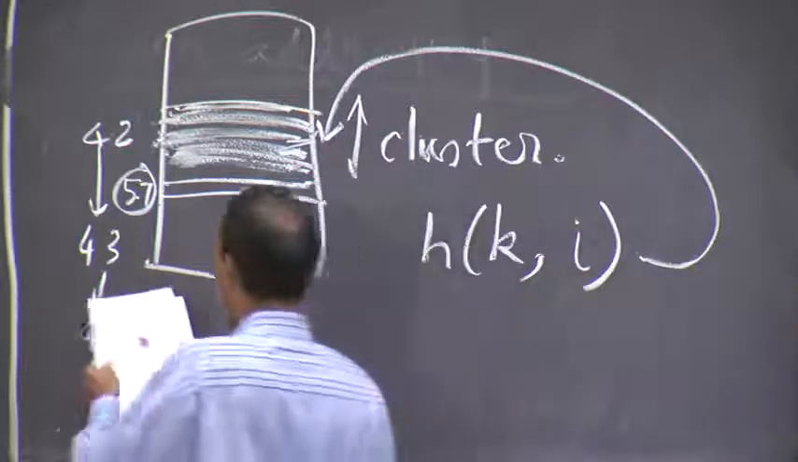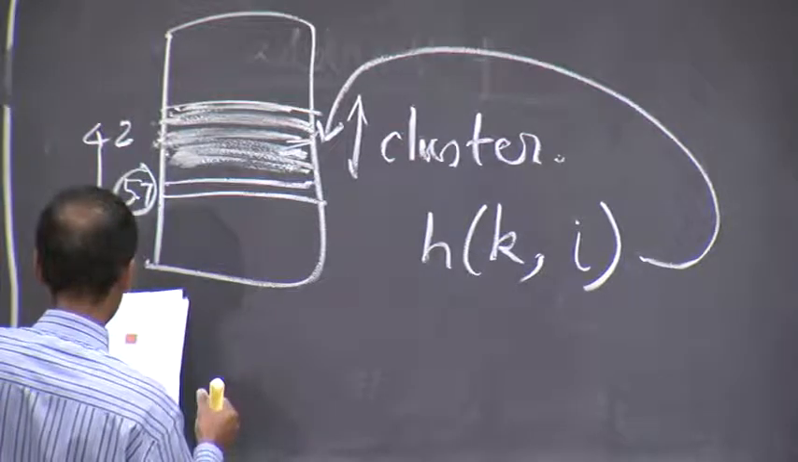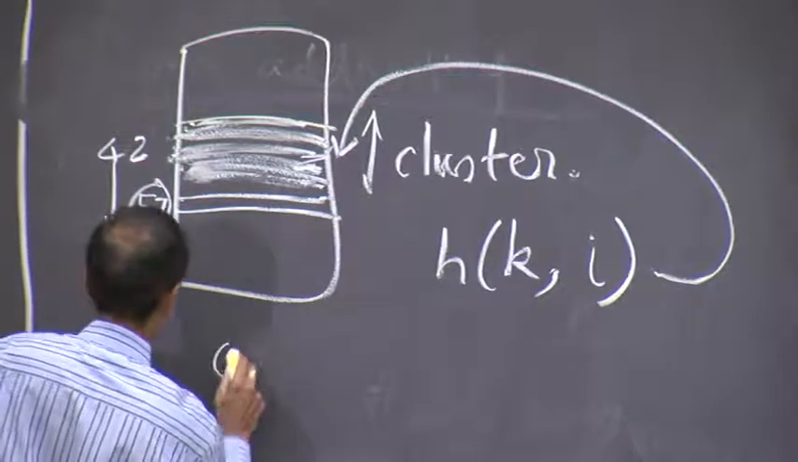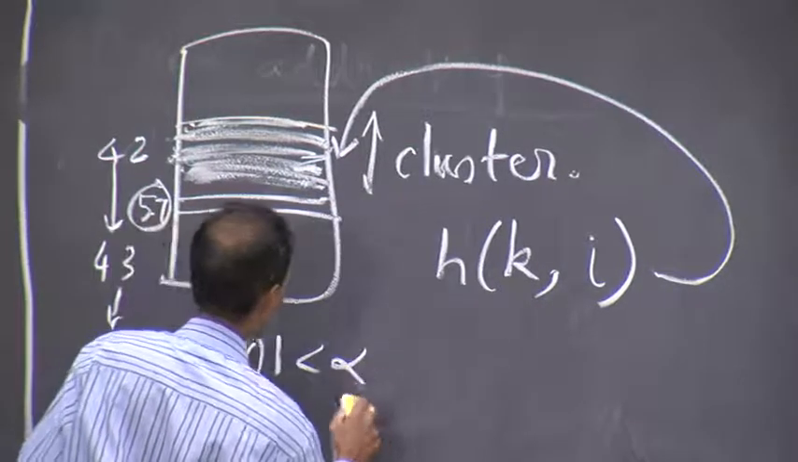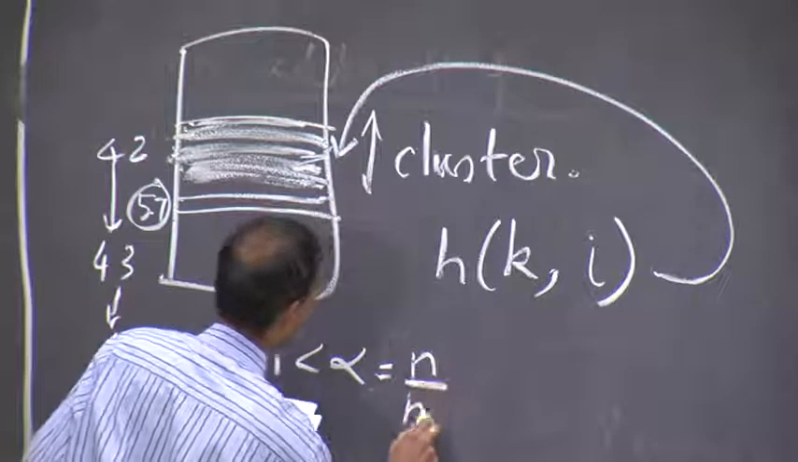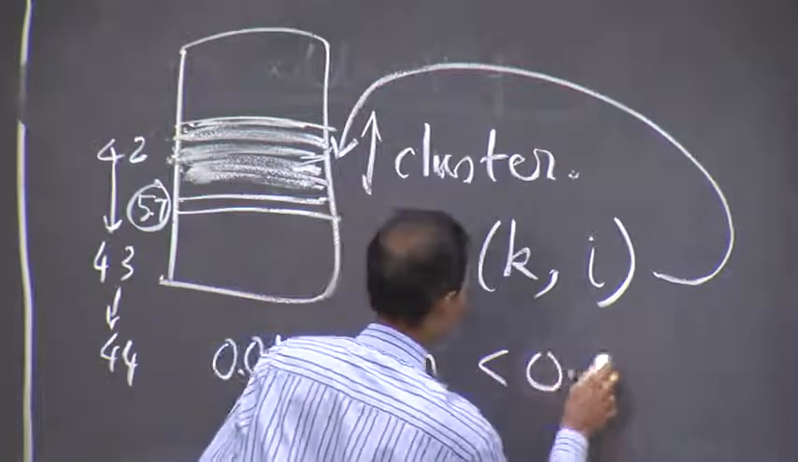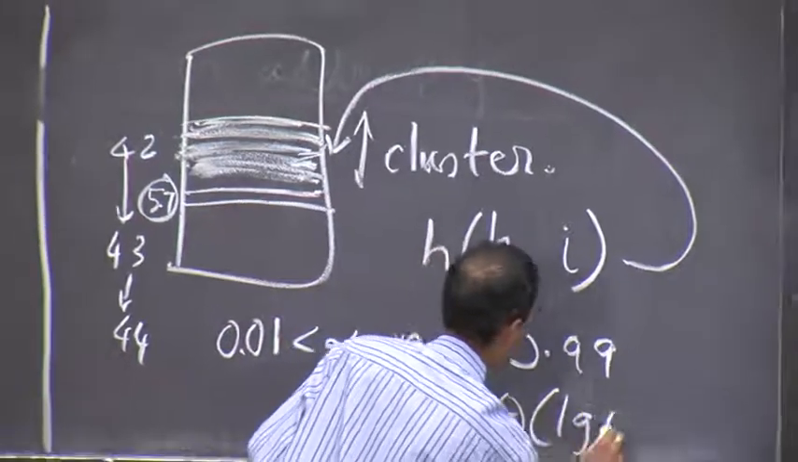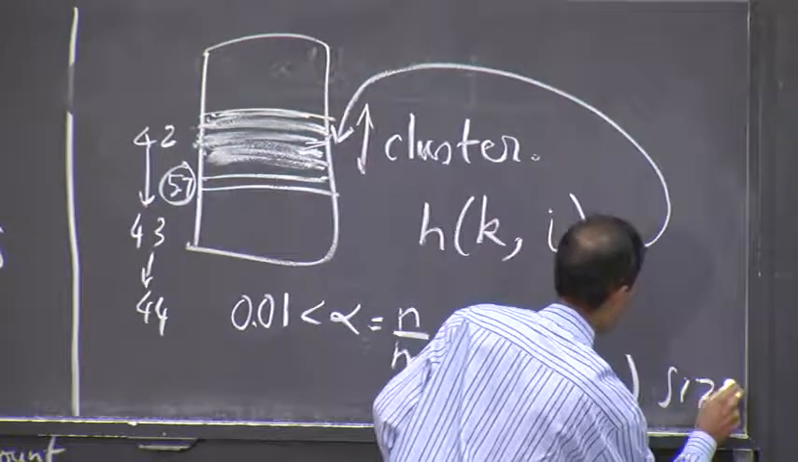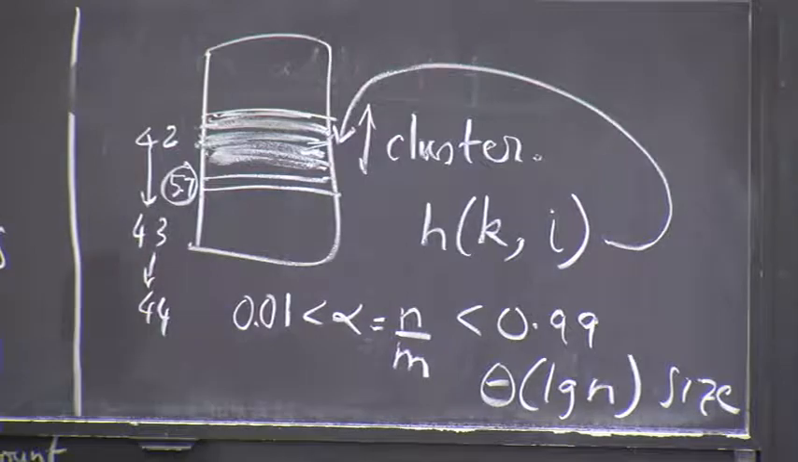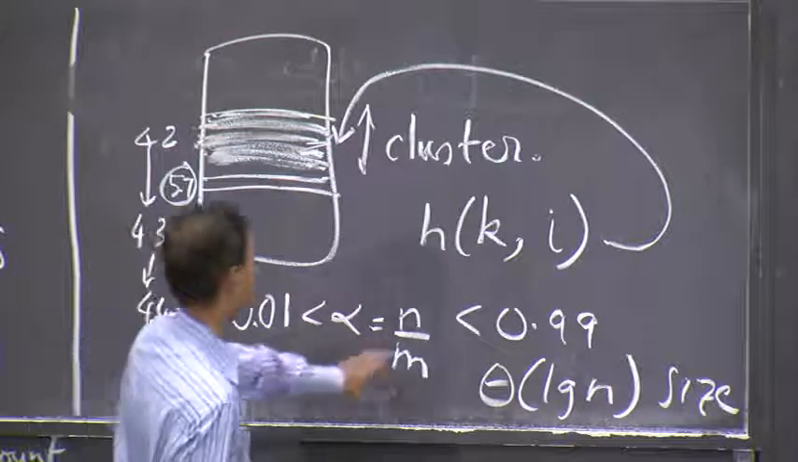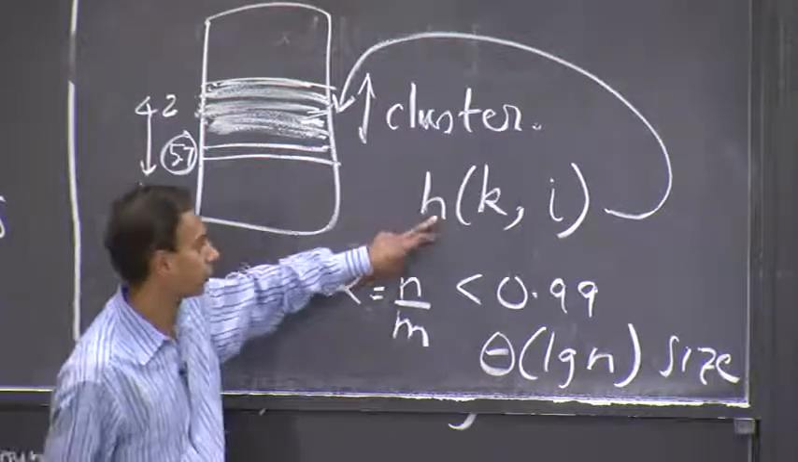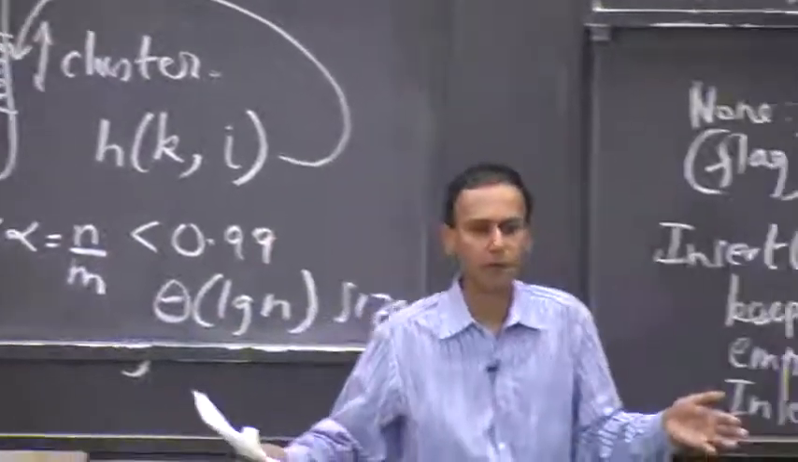And in fact, under reasonable probabilistic assumptions about your hash functions, you can say that when alpha, which is essentially your load factor, n over m, is less than 0.99, you see clusters of size log n. Okay? So this is a probabilistic argument, and you're assuming that you have a pretty good hash function. So h prime k can be this perfect hash function.